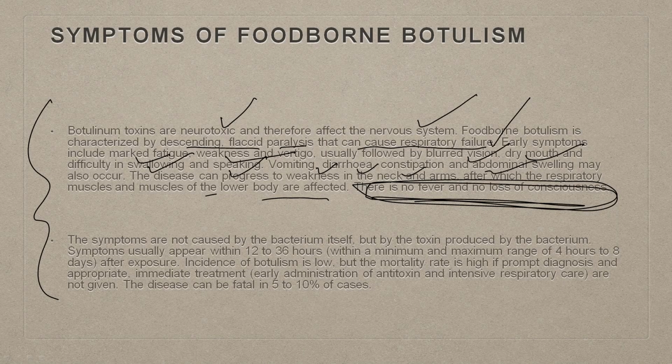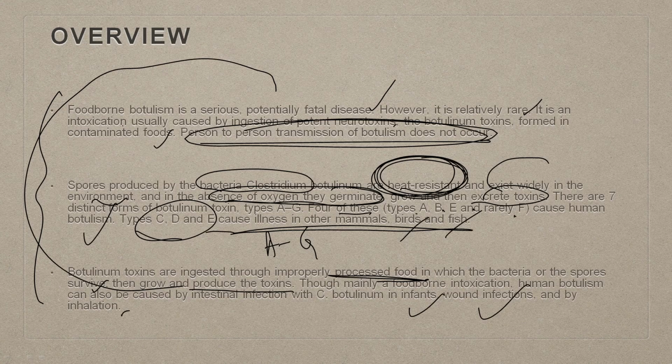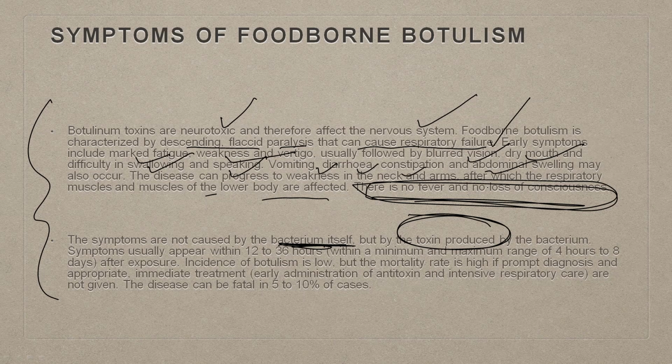The symptoms are not caused by the bacteria itself, remember it, but by the toxin produced by the bacteria, and that toxin production happens, as in the previous slide I was telling you, in the absence of oxygen. They germinate, grow and then excrete toxin. So it means there is a possibility that you will see them in your body where there is lesser oxygen. Their infection sites will be places where there is less oxygen.